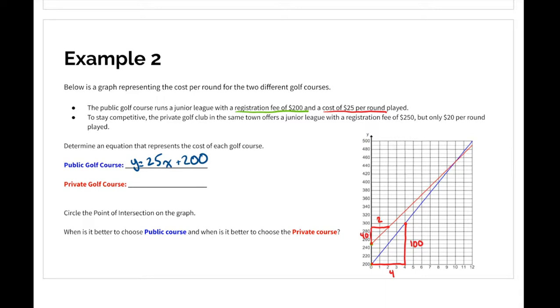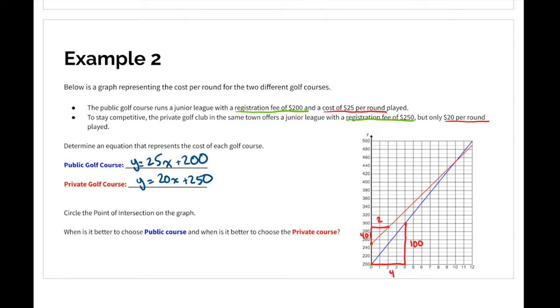For the private golf club, we see the same thing. A registration fee of $250, or that one-time payment, and then $20 per round. There's my multiplier. So y equals 20x plus 250. Now we could use those equations and come up with general statements of when one is cheaper, or more expensive than the other. We also have our graph that we can look at.